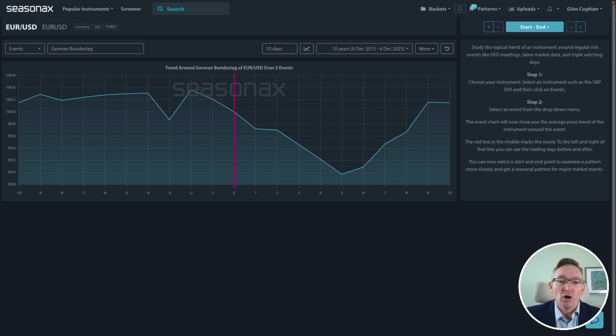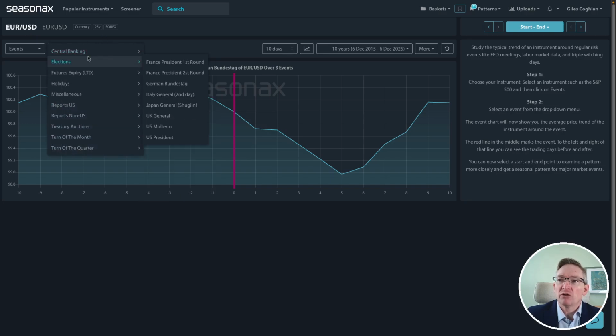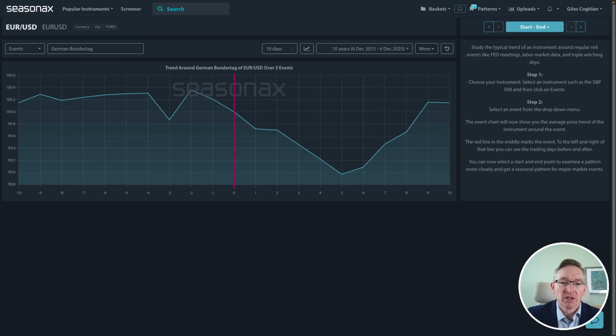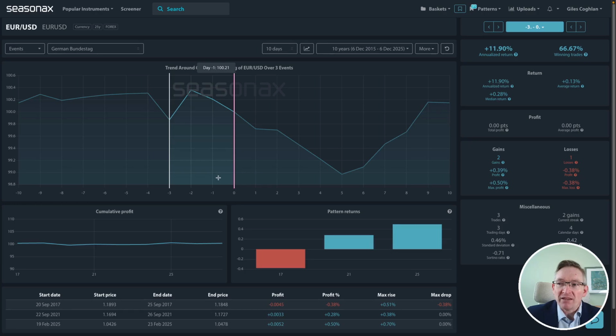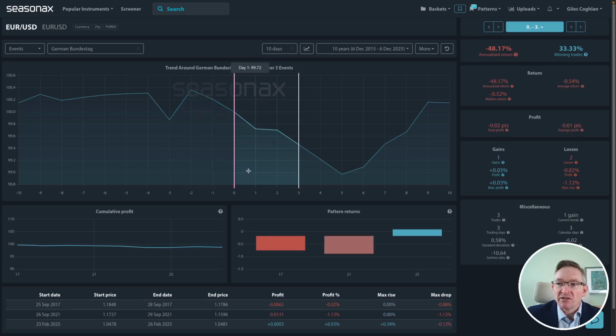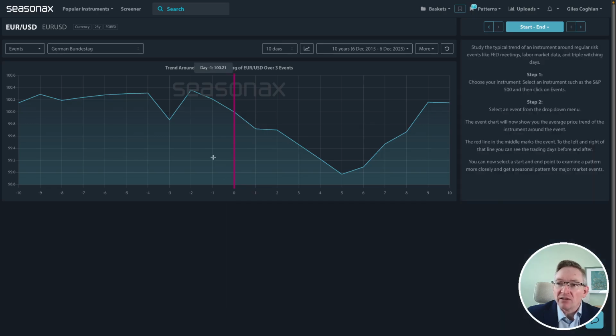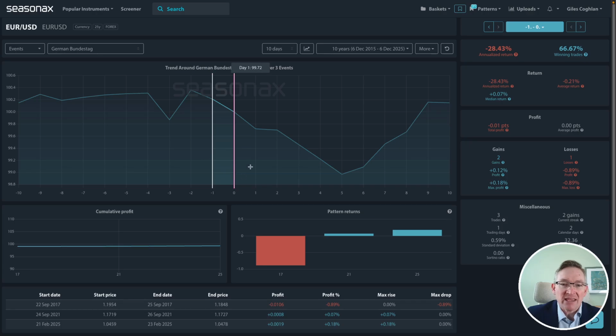When you open an event study chart like I have here, what you're going to see is a simple but really powerful chart, and here's how to read it. First of all, you look at the x-axis along the bottom. In this instance, we're looking at the euro dollar, and we're choosing the German Bundestag elections. That's our event we're going to look at. The x-axis shows you the trading days before and after the event. So this is the 3 trading days before the event. This is the 3 trading days after the event. And if you want to find the actual day of the event, you just go here, and that will be the day of the actual election result.